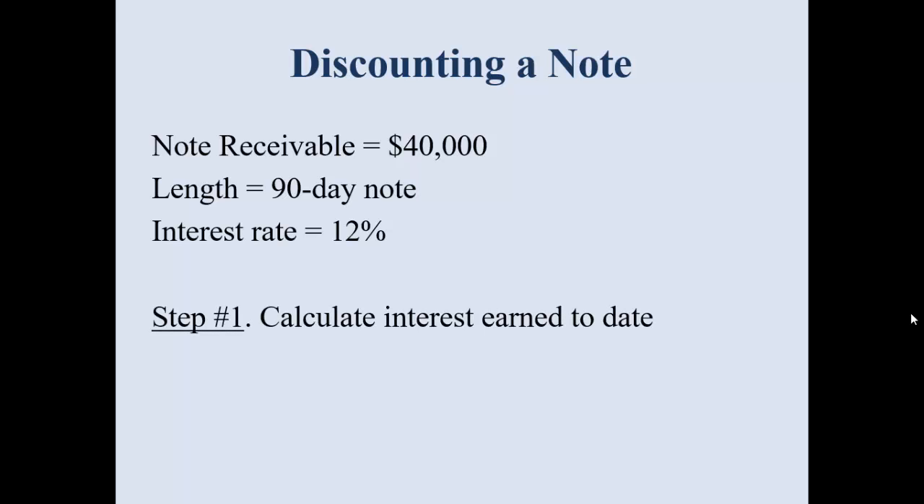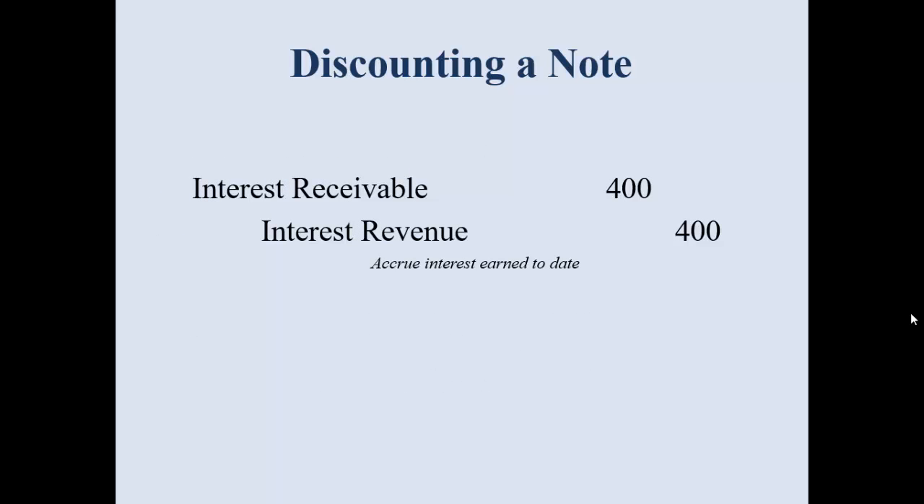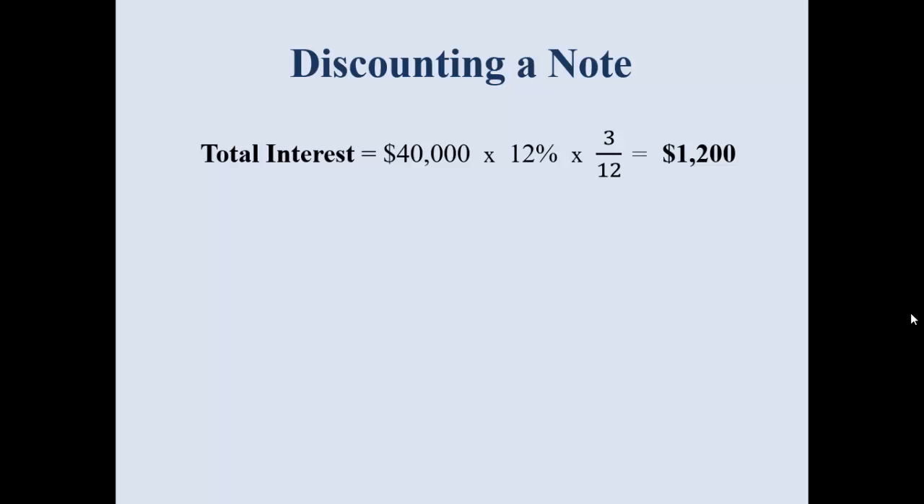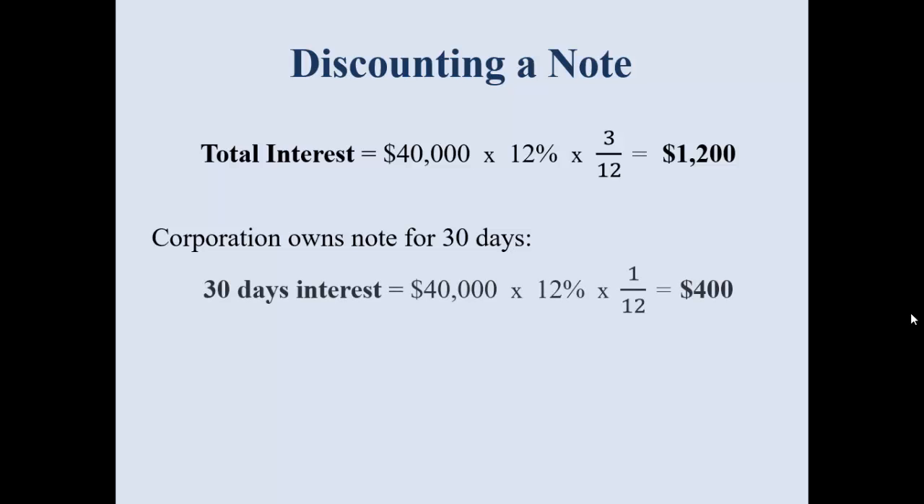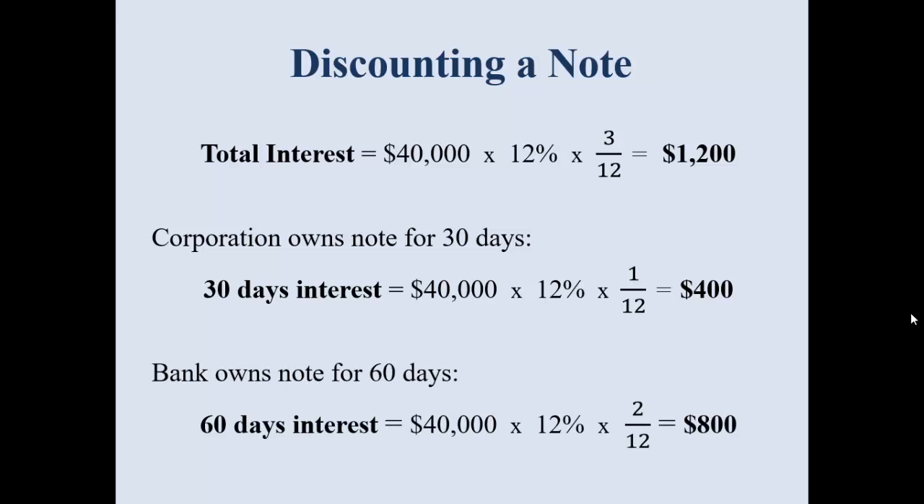Step 1, calculate interest earned to date. Simple: principal times interest times time. So you've earned $400. Here's your journal entry. Now calculate the total maturity value. The corporation owns it for 30 days, so rightfully has earned 400 of the 1,200. The bank will own it for 60 days, so they rightfully will earn 800 of the 1,200 plus their fee.